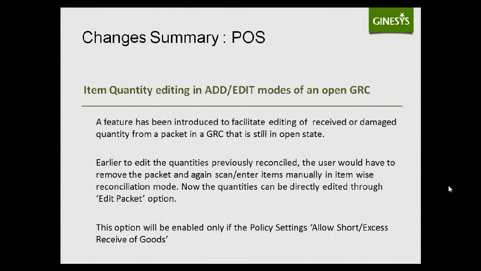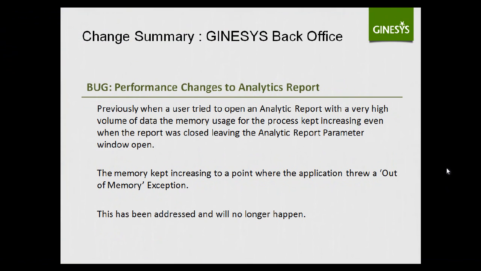The next change that I want to talk about is a bug that we addressed for the analytic reports. Previously, when a user tried to open an analytic report with a very high volume of data, the memory usage for the process kept increasing even when the report was closed, just leaving the analytic report parameter window open. The memory kept on increasing to a point where the application threw an out of memory exception. So this bug has now been addressed, and going forward we should no longer be able to see it.